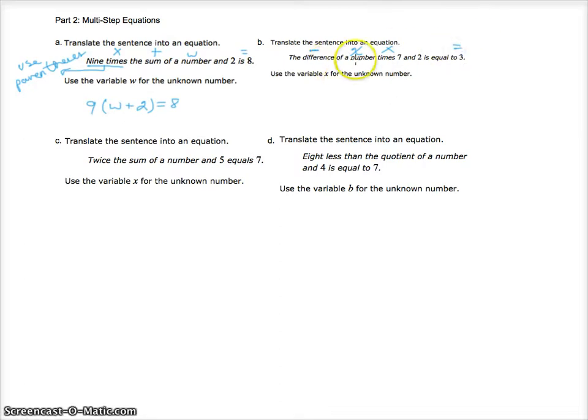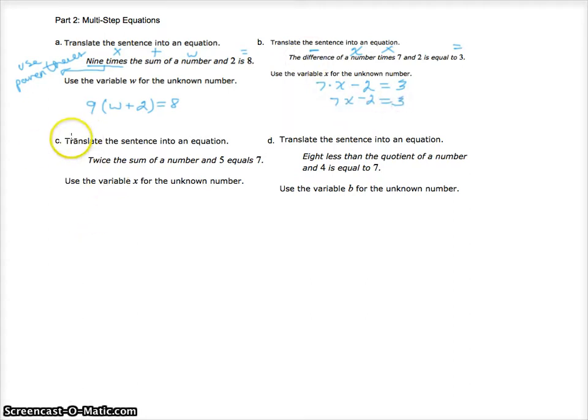So again, on this one, we have to be really careful because it says the difference of a number times 7 and 2. If you don't read this right, you can end up writing it totally wrong. So first we need to figure out a number times 7. So that's 7 times x. The difference of this value and 2, so minus 2, is equal to 3. If we rewrite 7 times x, we could have 7x minus 2 equals 3.